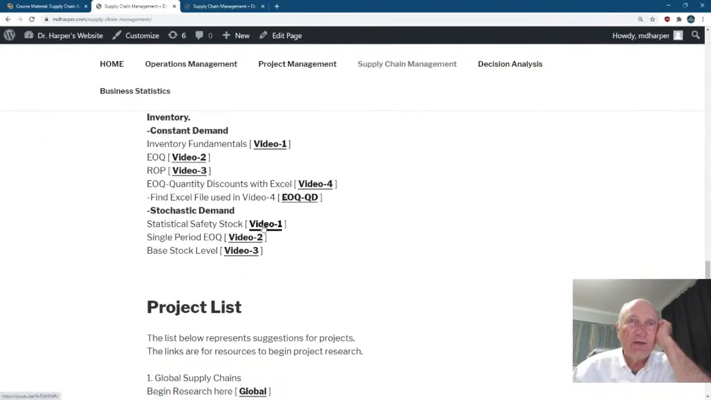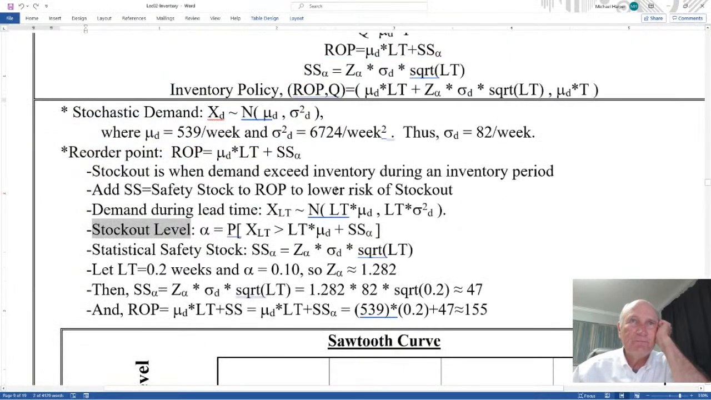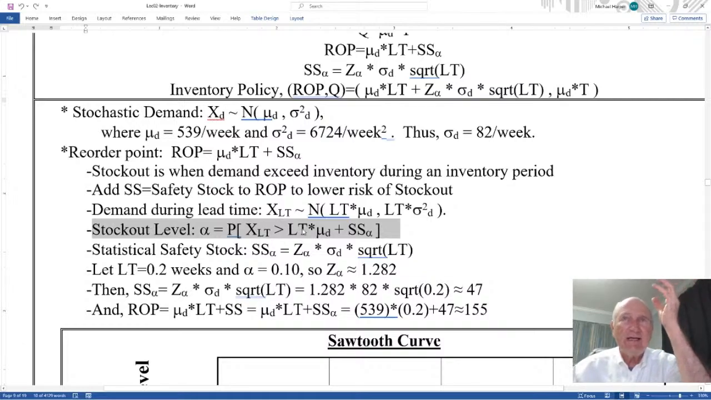This video right here goes through the statistical safety stock in detail, single period base stock level. These three videos pretty much present exactly what I'm talking about right now. So that's my stock out level. Here's my definition of stock out: when the demand during the lead time exceeds my ROP.